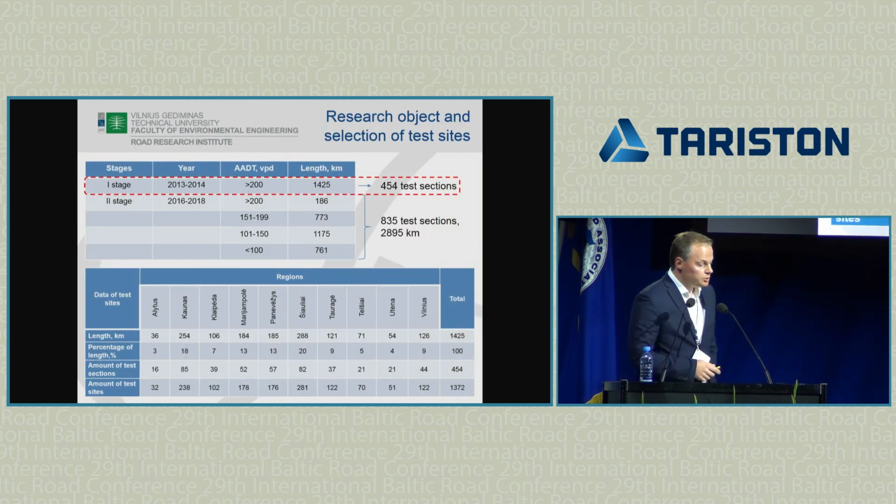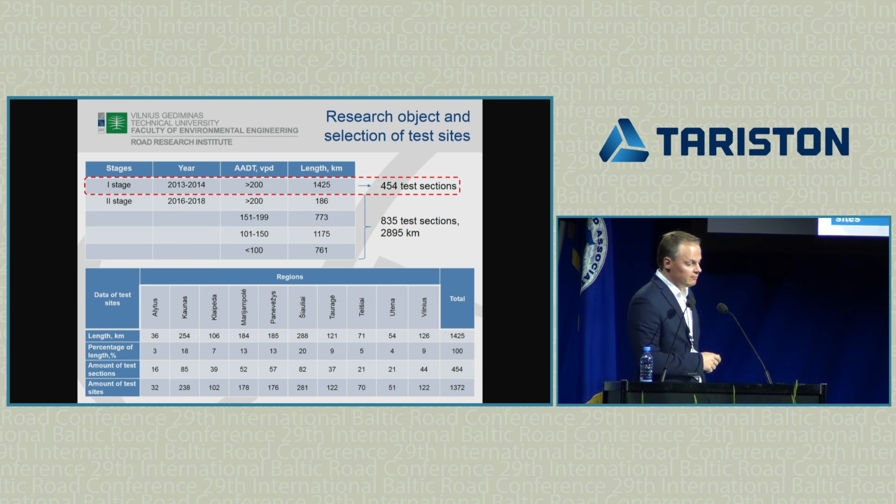So, project schematic. It is actually two projects. The first stage started in 2013 and ended in 2014. You can see that it covered all gravel roads with traffic flow of more than 200 per day, so we selected all the gravel roads with traffic flow of more than 200 per day. And in 2016, the second stage of the project was started.